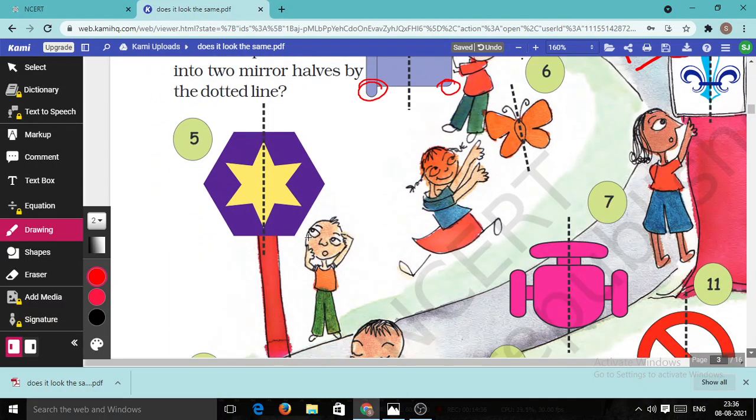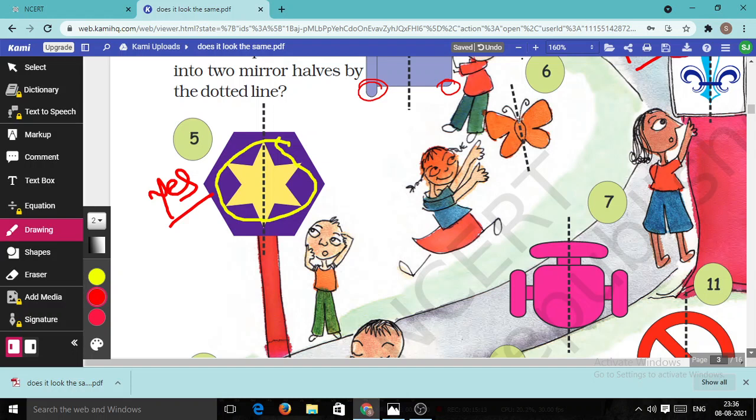Now question number 5. Look here. We have asked only about this kind of shape, this star, not about the hexagon. So if we see that the line divides the star into two equal parts, that's why it is called a mirror half. Yes, you can write here yes. Don't think about this rectangle. Only you see the star is divided into two equal parts.